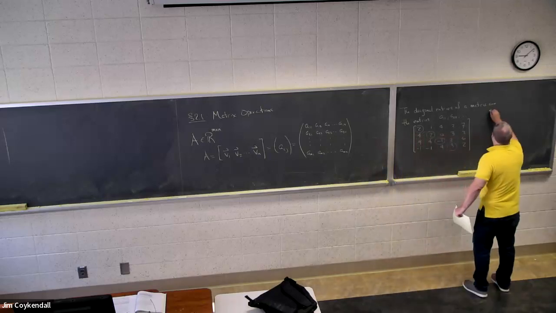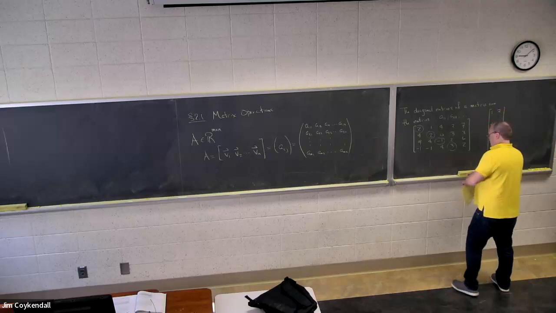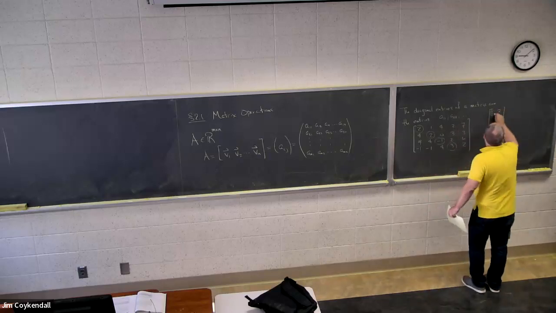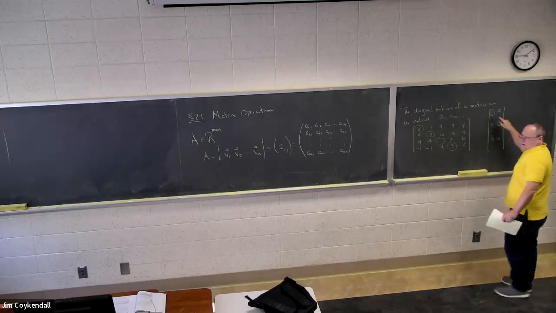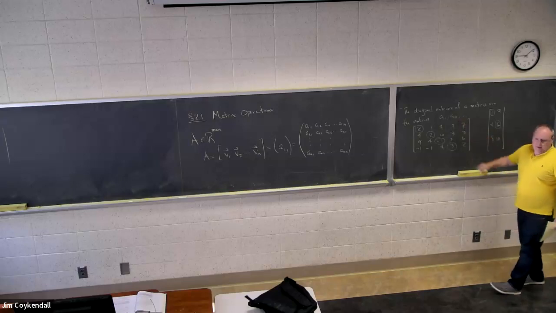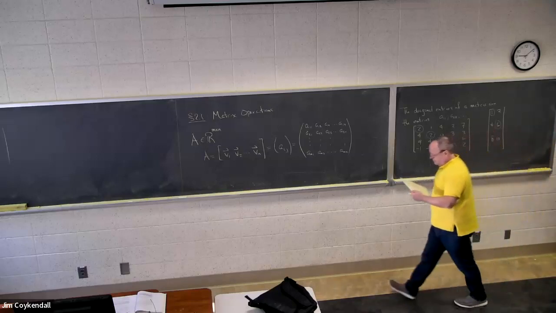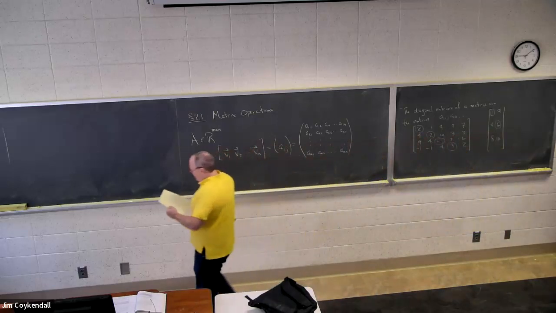Or if I had one like this, then the diagonal entries would be 1, 6. First row, first column, second row, second column. You just do this until you run out of space, right? And this row doesn't have a diagonal entry because the matrix is too tall and skinny. Okay.